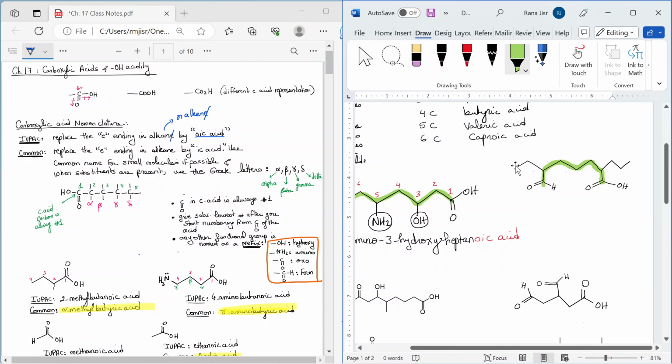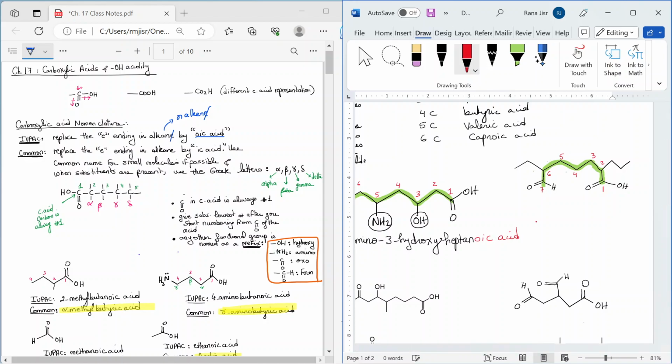The alkane is not a functional group, so you don't include that. You start numbering always from the acid, so that is going to be 1, 2, 3, 4, 5, 6, and 7. Now, when the carbonyl is included in the chain, we name it as an oxo. It doesn't matter whether it's an aldehyde or a ketone. If it is included in the long carbon chain, we name it as an oxo.